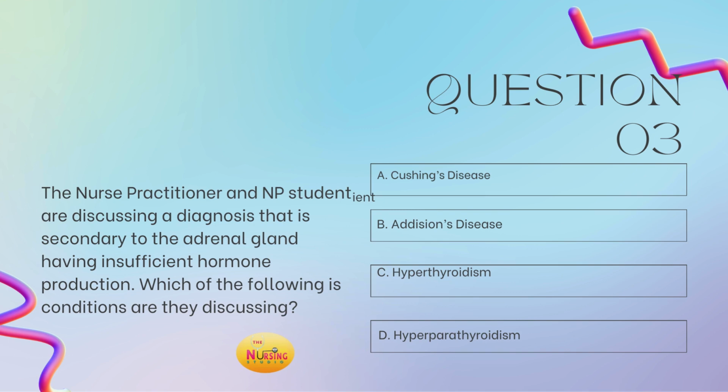And lastly, question number 3 for today, you guys. All right, the nurse practitioner and NP student are discussing a diagnosis that is secondary to the adrenal gland having insufficient hormone production. Which of the following conditions are they discussing? Is it A, Cushing's disease, B, Addison's disease, C, hyperthyroidism, or D, hyperparathyroidism? Take a moment and tell me what you got in the comments.